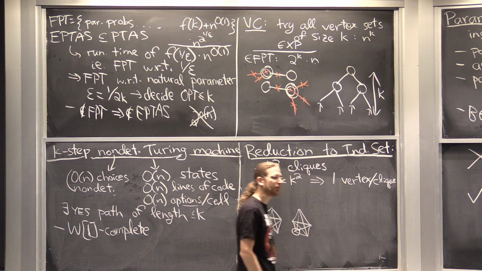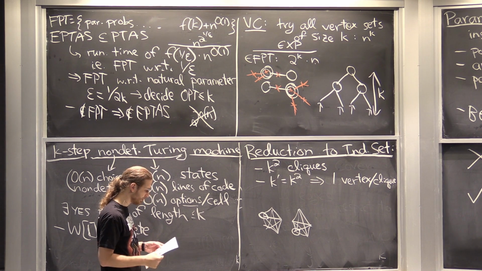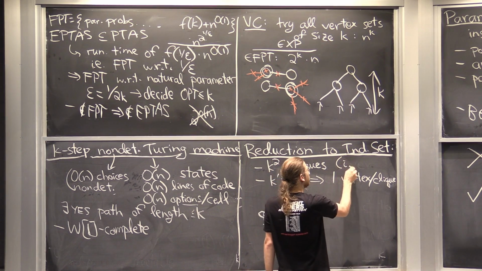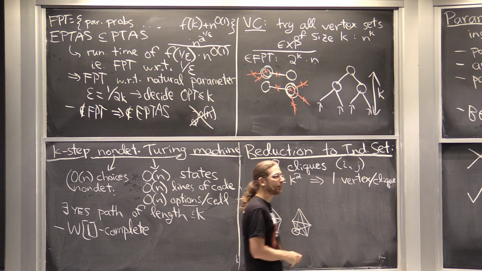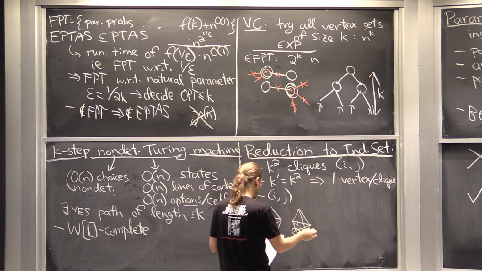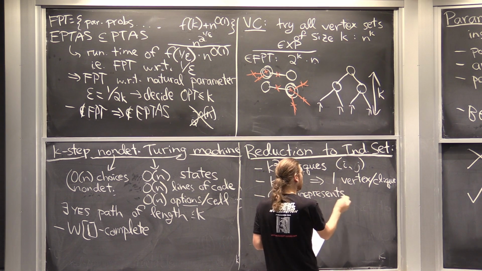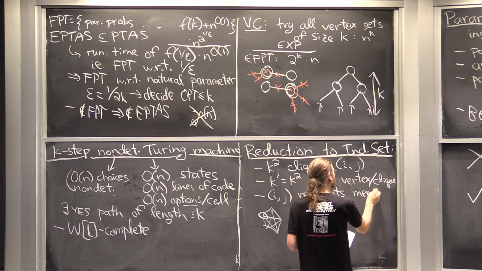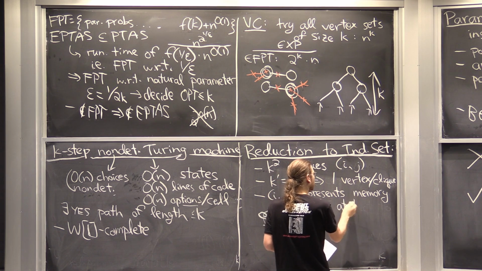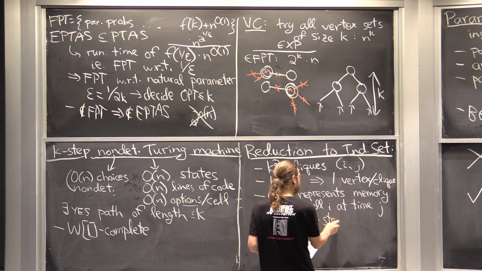An independent set has to have no edges among them, so if I chose 2 from a clique, there would be an edge among them. That's disallowed. And so the cliques I'm going to parameterize by 2 parameters, i and j, between 1 and k. And the idea is that ij represents memory cell i at time j plus the state of the machine.